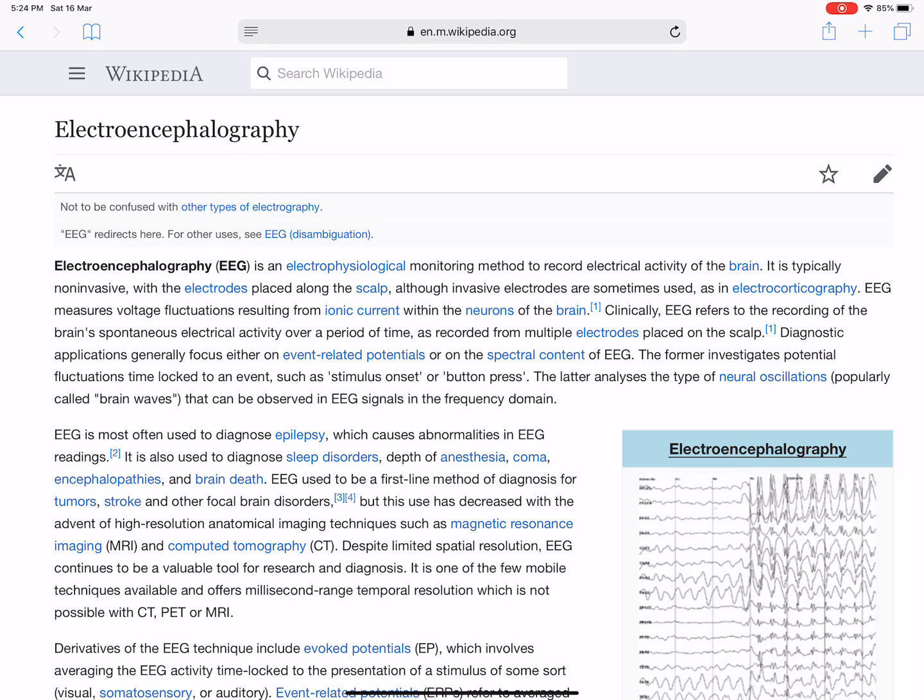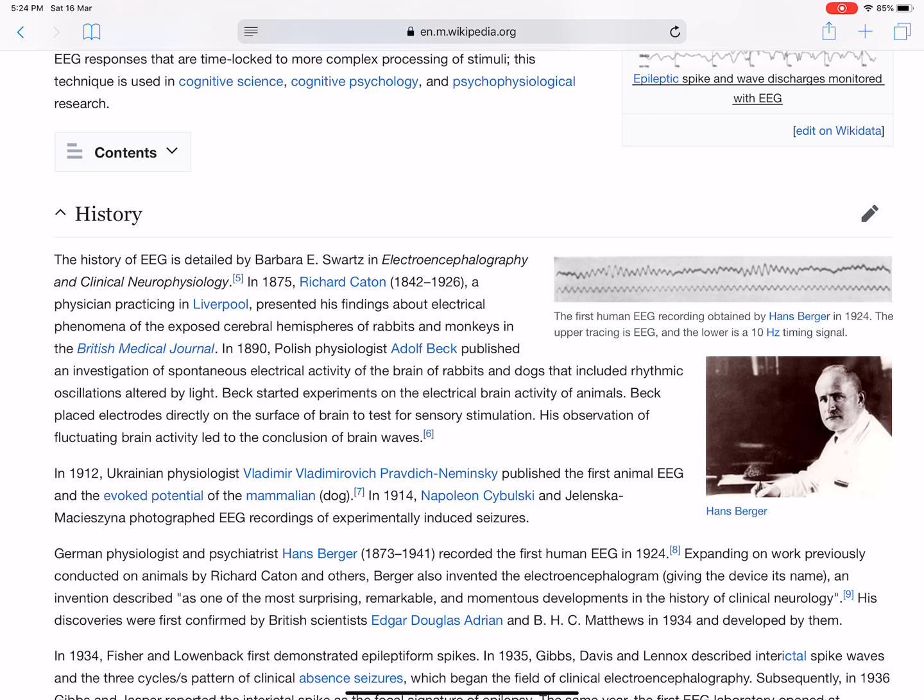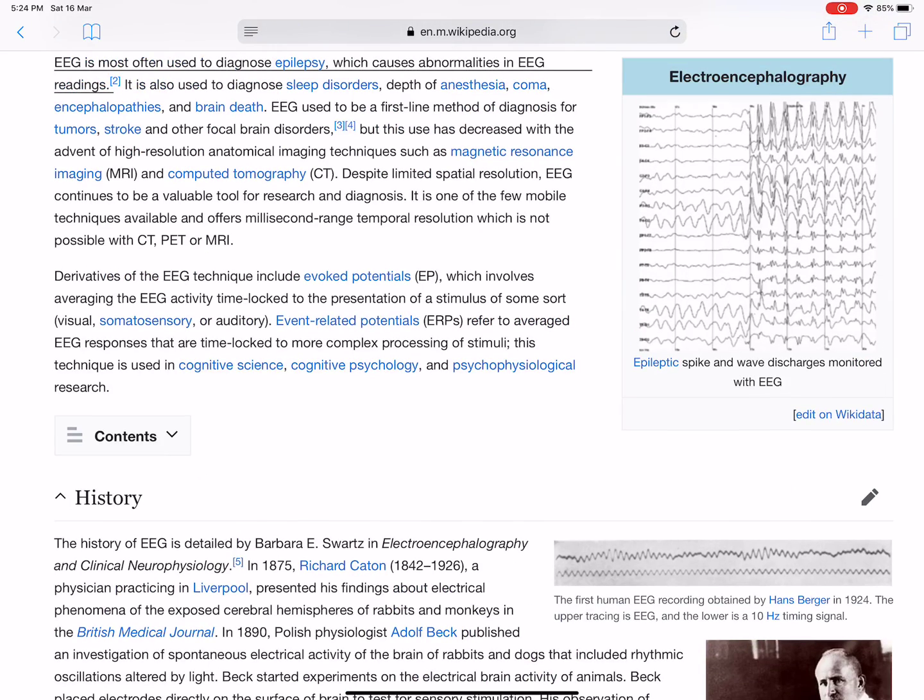Electroencephalography. Epileptic spike and wave discharges monitored with EEG. On Wikidata, EEG is most often used to diagnose epilepsy, which causes abnormalities in EEG readings. It is also used to diagnose sleep disorders, depth of anesthesia, coma, encephalopathies, and brain death.